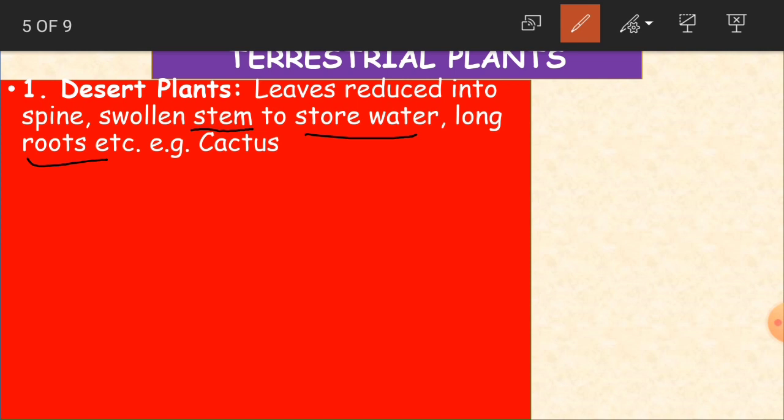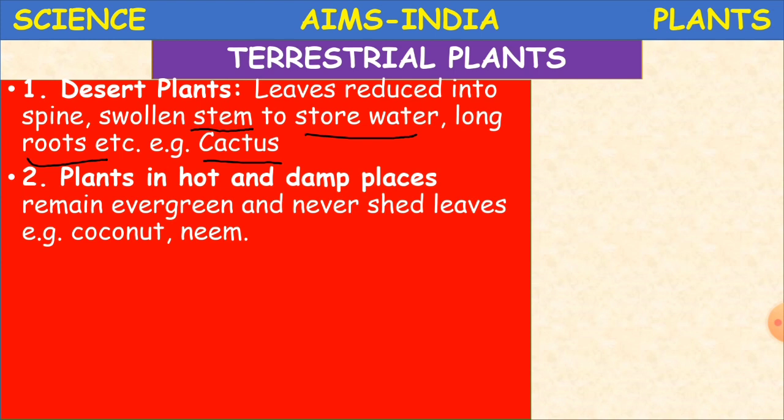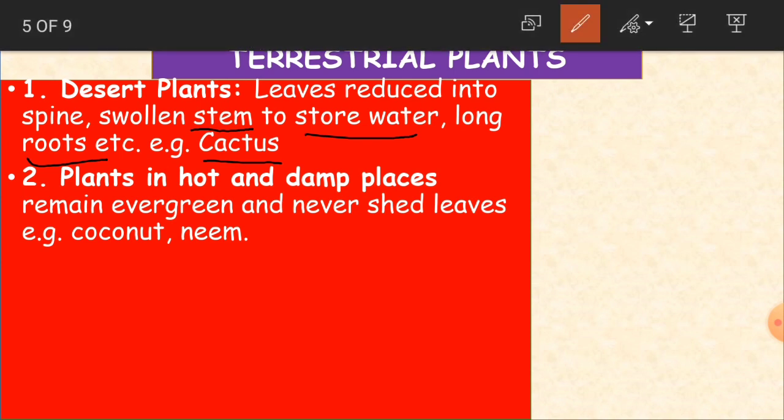So for example, cactus. So the cactus is an example for a desert plant. So how are the children? Desert plants, the leaves are reduced to spine. They have got a swollen stem. Why? To store water, and they have got long roots. And the next one is plants in hot and damp places. So how are they? So hot and damp areas, in the sense like coastal areas.